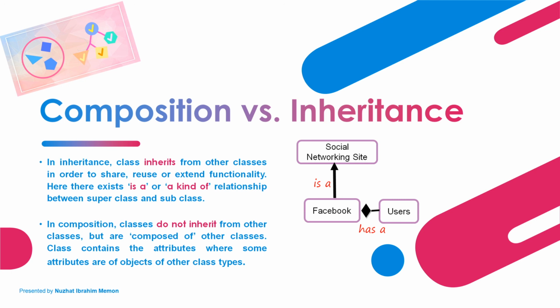In composition, classes do not inherit from other classes but are composed of other classes. A class contains attributes where some attributes are objects of other class type. We have seen the example of name and address that was included in the person class.